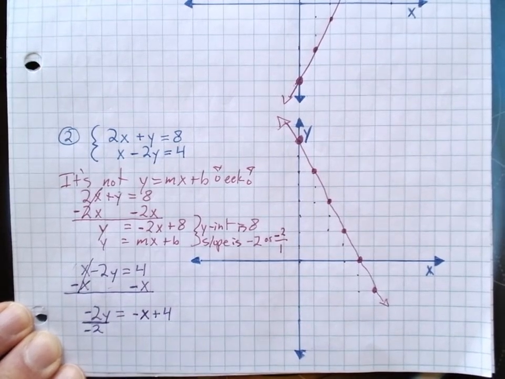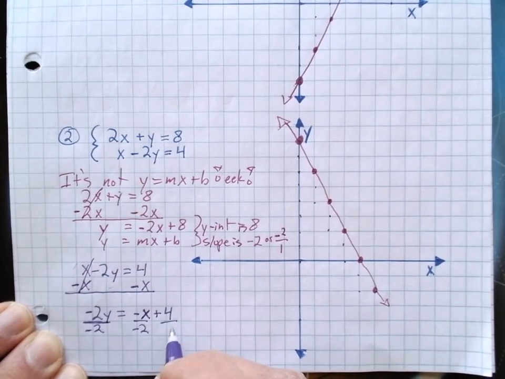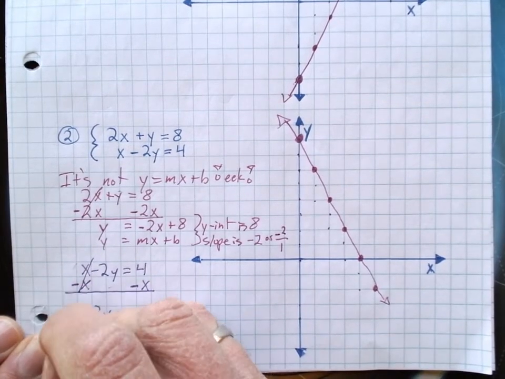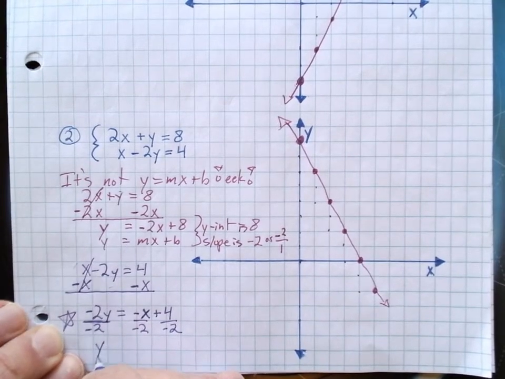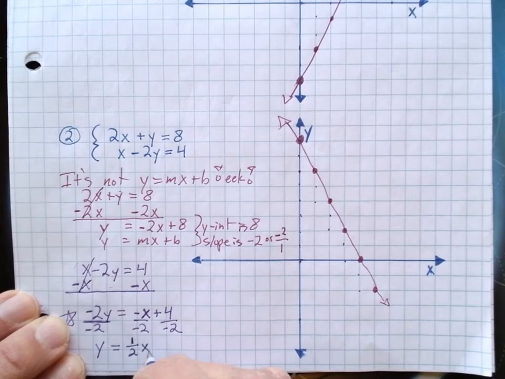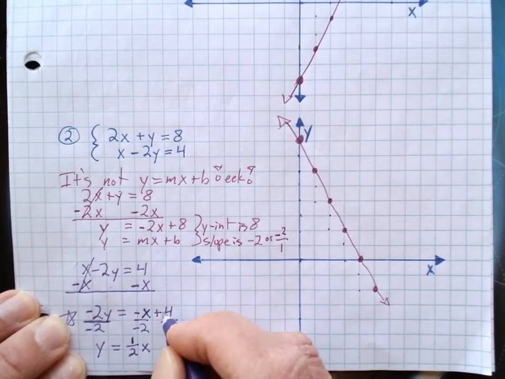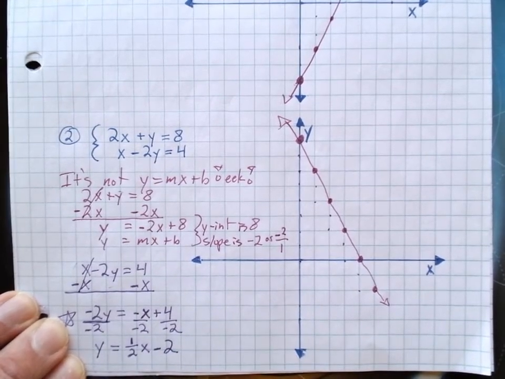Now here's the trick. Pay attention. Big important. Everything gets divided by negative 2. Huge important thing. Please note that. So now y equals 1/2 x, because that's 1x, and a negative divided by a negative is a positive. And then a positive 4 divided by a negative 2 is a negative 2.